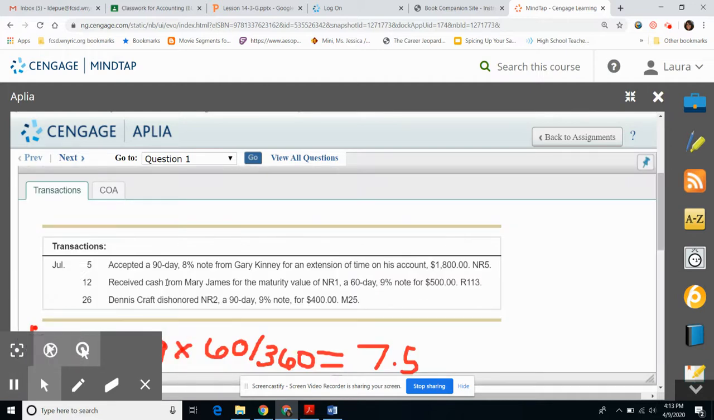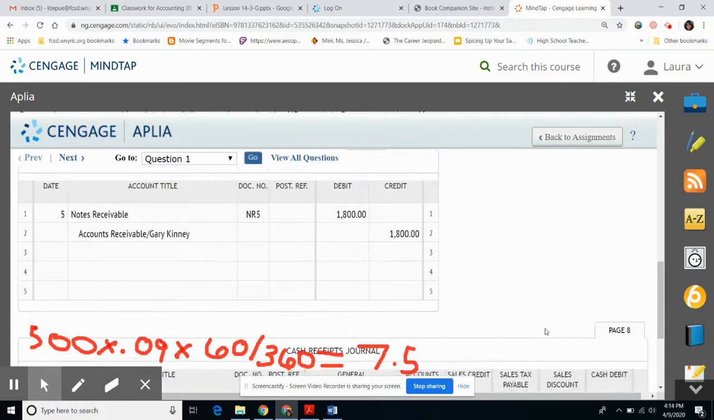All right, the second transaction, July 12th, received cash from Mary James for the maturity value NR1, which is a 60-day 9% note for $500, R113. So in order to find out the interest paid, we have to do that math. They're not going to give us that interest. Here it is right here. We take the $500, we multiply by 9% or 0.09, multiplied by 60 divided by 360, which is the 60-day note divided by 360 days, and we get $7.50.